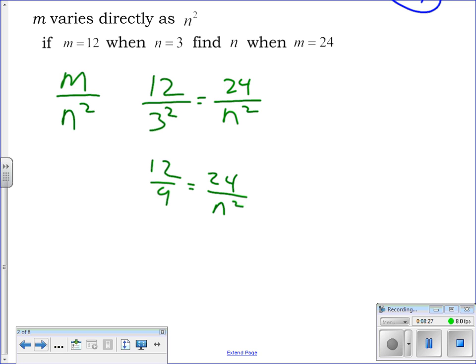Okay. Several ways I can do this. I can cross multiply, I can reduce. I look at this one and I go, wait a minute. Right off the bat, 12 to 24. What do I do to 12 to get 24? Multiply by 2. So what am I going to do to 9 to get N squared? I'm going to multiply by 2. So if I take 2 times 9, that's what N squared is. So N squared is equal to 18.